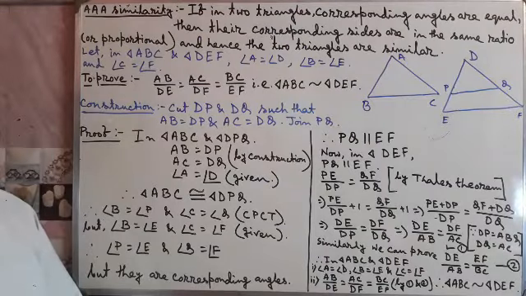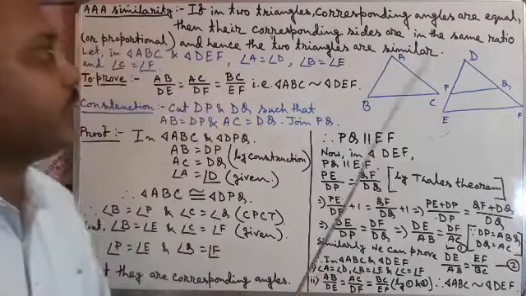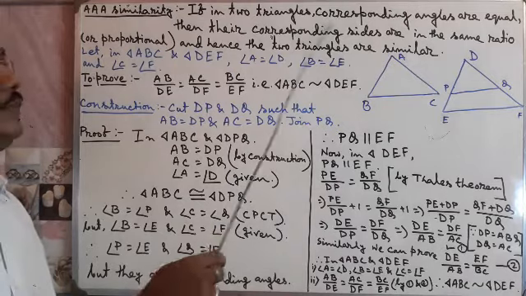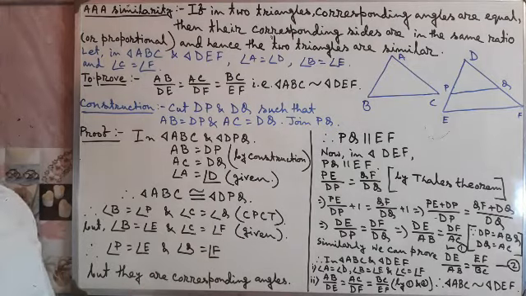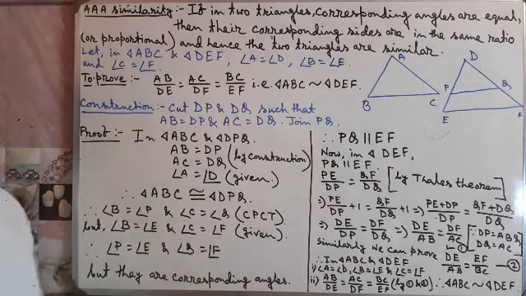At first, angle similarity. If in two triangles corresponding angles are equal, then their corresponding sides are proportional, the corresponding sides are in the same ratio, and hence the two triangles are similar. So what is the given condition here? The condition given is that the corresponding angles are equal. Then we are to prove that the corresponding sides are in equal ratio. If both these are satisfied, then we can say that these two triangles are similar.